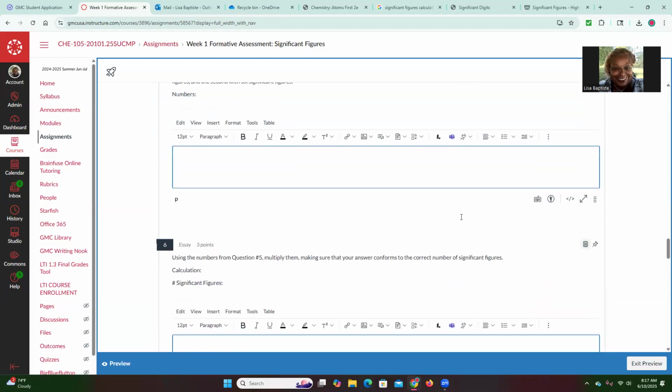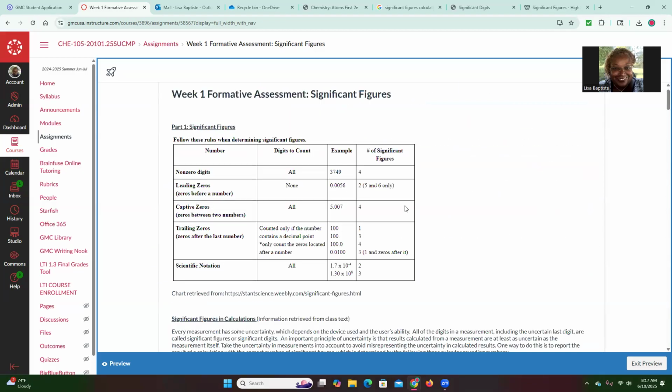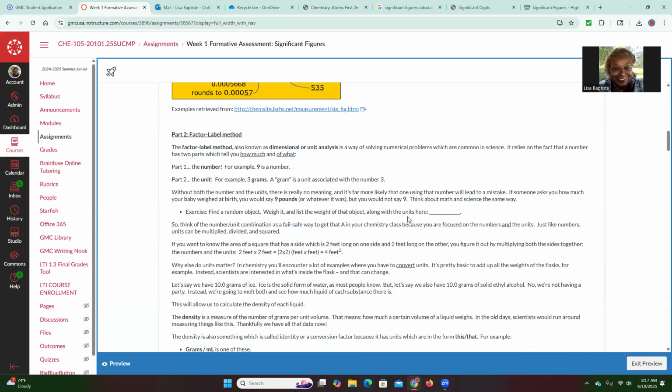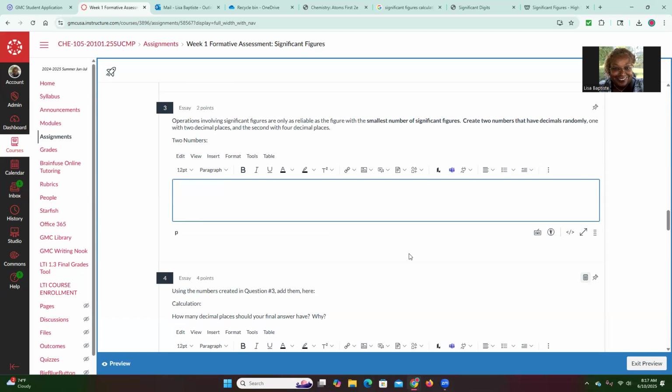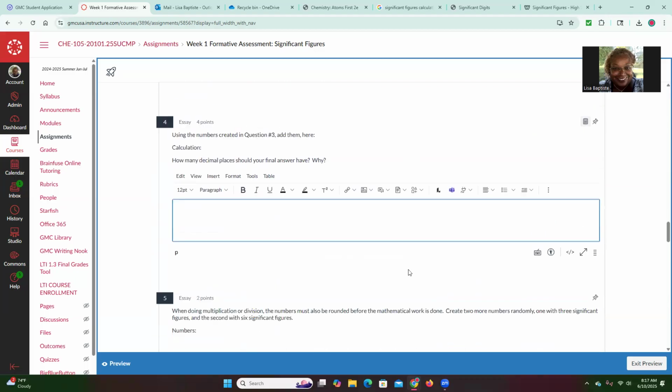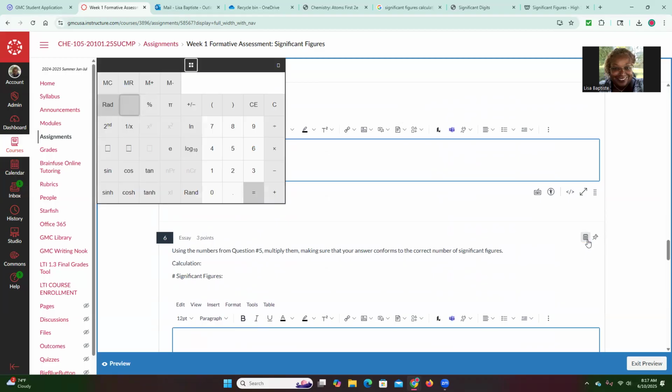Let me see if it shows it. Somewhere it shows the calculators. It should show you a scientific calculator. Right now, mine is not showing up, but I will make sure of that. Oh, there it is. Okay, so here you'll see a calculator. You just click on that, it should pop up. I'll make sure that all the ones with calculations have the little calculator pop up.